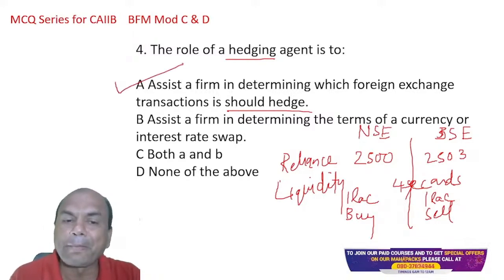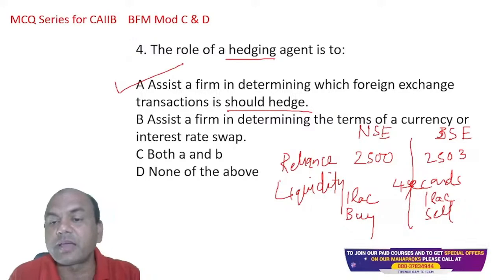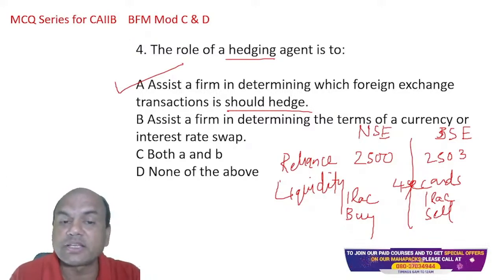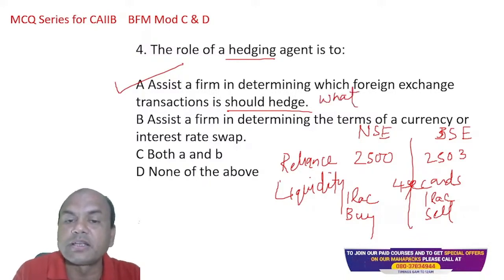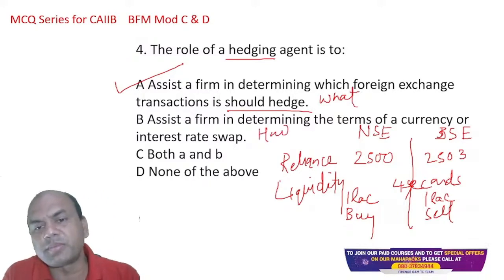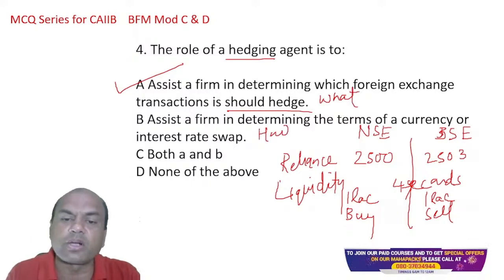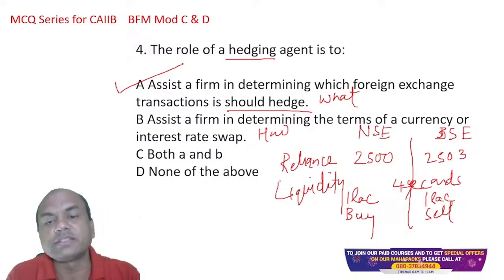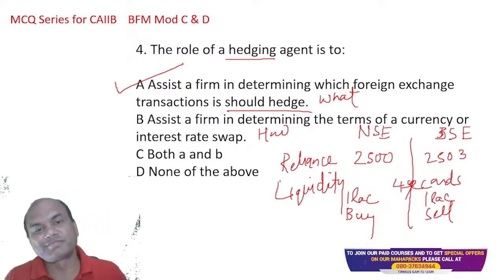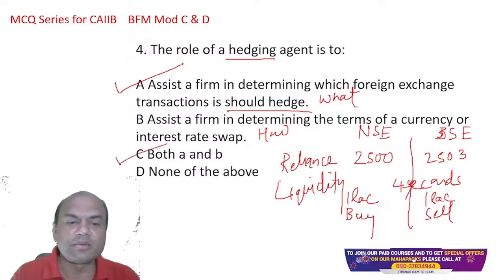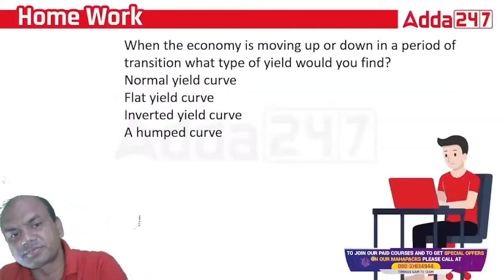That should be supported by the team. Whichever agent's team is there, it should support that. A. Assist the firm in determining the types of currencies or interest rate swaps. So how should I hedge it? First question is, what is to be hedged? And second is how. So any hedging agent's job is answering these two questions, what and how. So the answer over here is C, both A and B, isn't it?